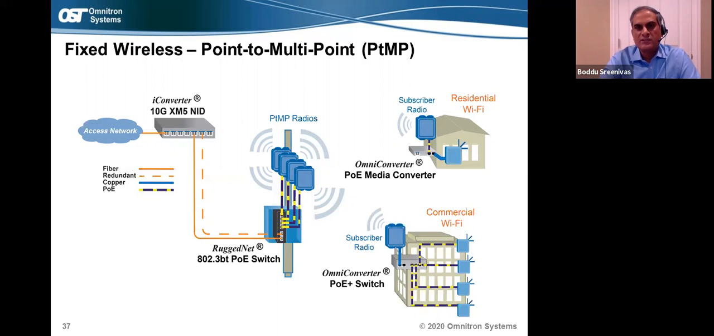So again, this makes sense for locations where it's not economical to run fiber to these locations, or in densely populated areas like in some Middle Eastern countries. It makes sense to use these point-to-multipoint type of antennas.